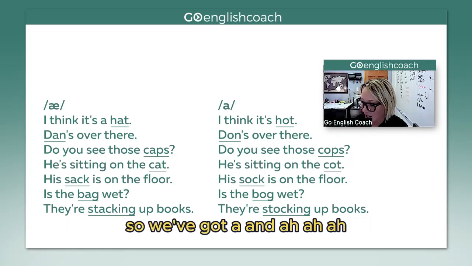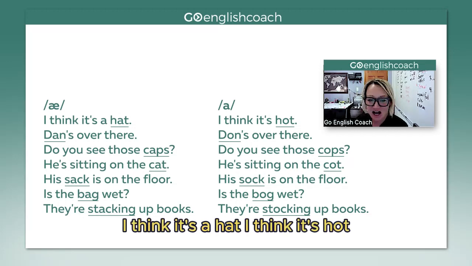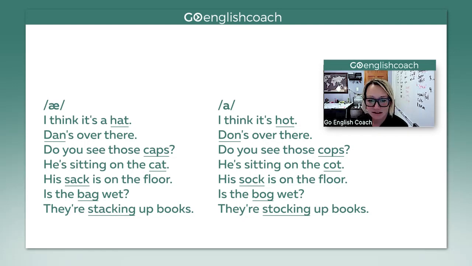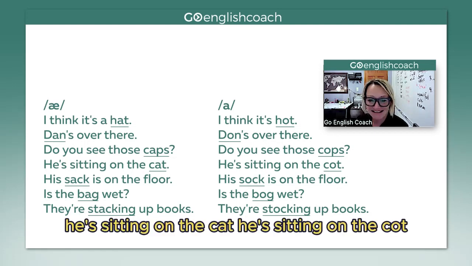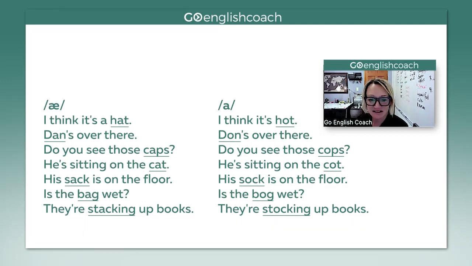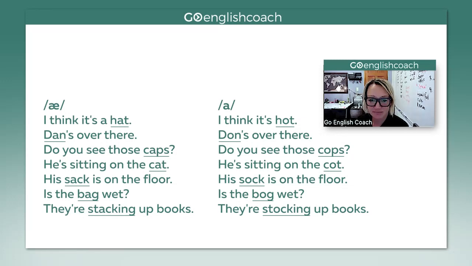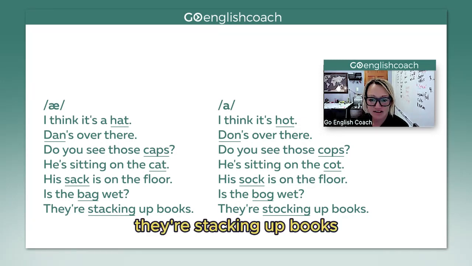So we've got "a" and "ah." I think it's a hat. I think it's hot. Dan's over there. Don's over there. Do you see those caps? Do you see those cops? He's sitting on the cat. He's sitting on the cot. His sack is on the floor. His sock is on the floor. Is the bag wet? Is the bog wet? They're stacking up books. They're stocking up books.